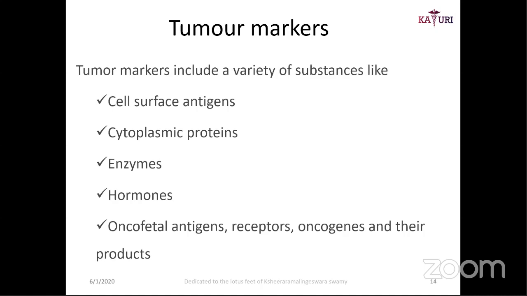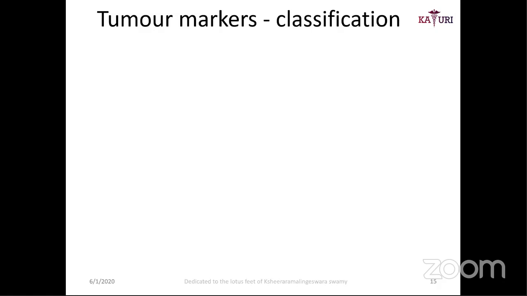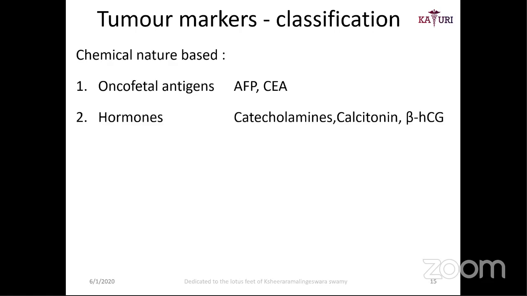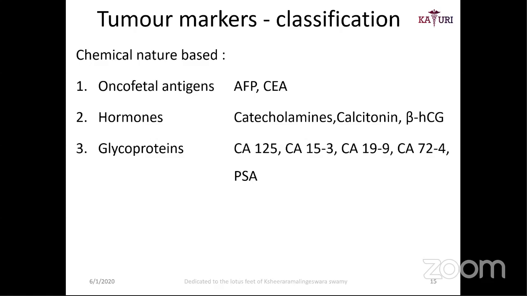Now coming to the classification, by chemical nature: oncofetal antigens, oncofetal protein, and carcinoembryonic protein; catecholamines, calcitonin, beta HCG. Catecholamines happen in tumors of the adrenal cortex or medulla. And glycoproteins: CA125, CA19-9, CA72-4, and PSA. CA125 is most important in ovarian cancer, where it is a prognostic marker of carcinoma of the ovary.